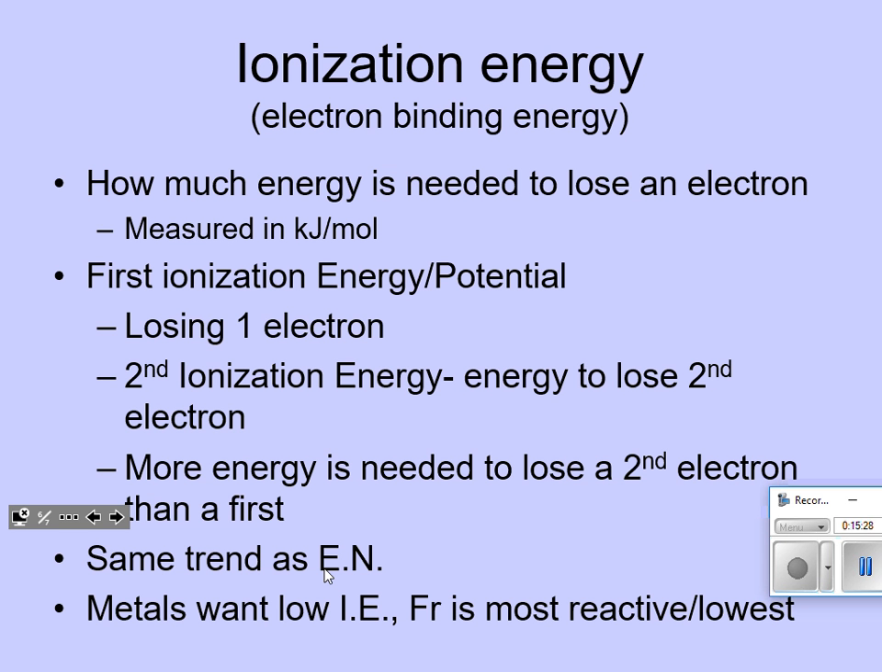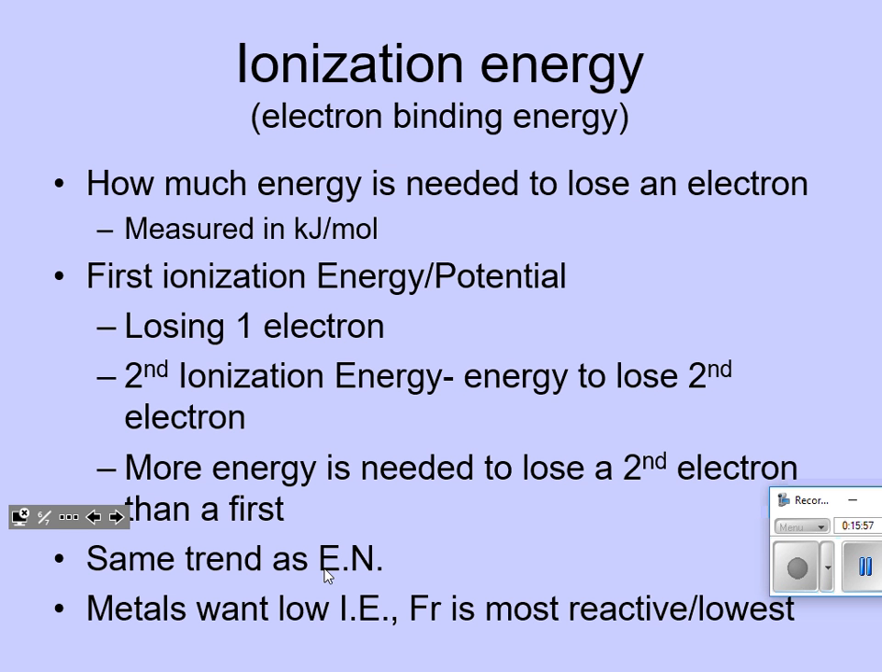As you go top to bottom, electronegativity and ionization energy both decrease. The key difference, however, between these two trends is that a low ionization energy is favorable for metals. That means it doesn't take much energy to lose an electron. I mentioned on my last point here that francium is the most reactive metal on the periodic table. It's in the far bottom left-hand corner.